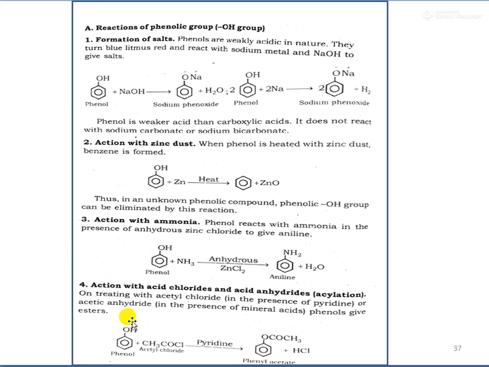Then you have the reactions with acid chlorides and acid anhydrides. That's the acylation reaction. This is the acyl group, CH3CO, and this compound is acyl chloride. So when a phenol is treated with acyl chloride, the acyl group is substituted at the position of the hydroxyl hydrogen. So we get phenyl acetate.